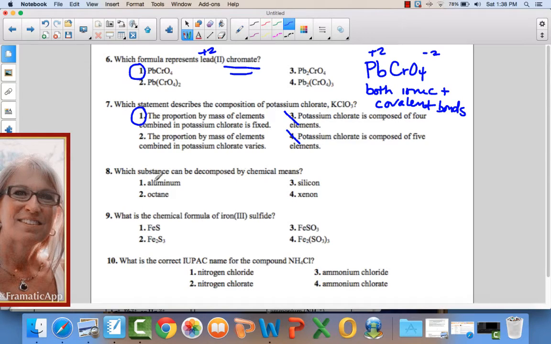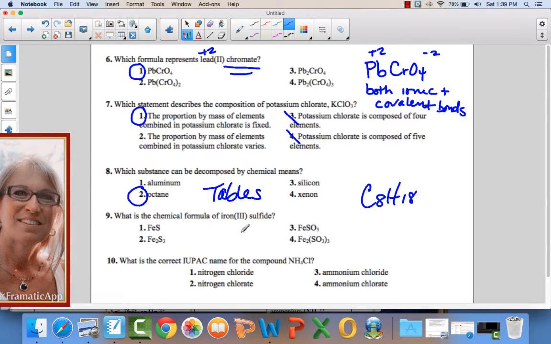Decompose by chemical means. Once again, we're going to look at Table S. 3 of these are elements, 1, 3, and 4. 2 is not in Table S. Octane is C8H18. It's an organic compound.